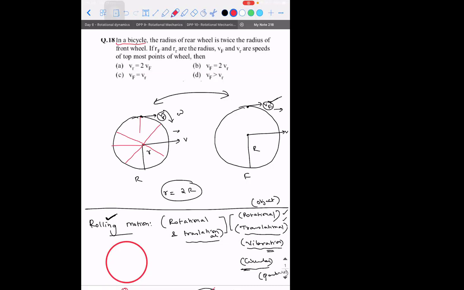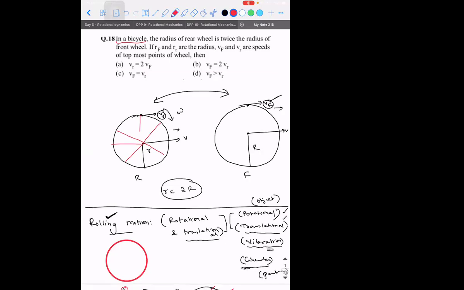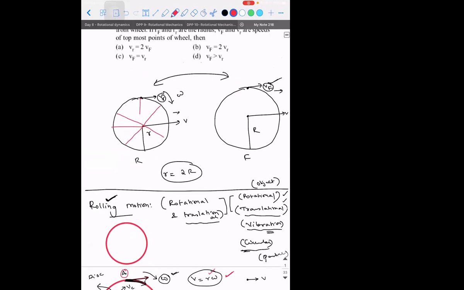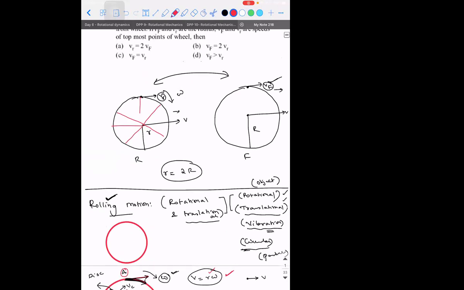The rear wheel is twice the radius of the front wheel. If RF and RR are the radii and VF and VR are the speeds of the topmost points of the wheels, that is, the velocity of the topmost point of the front wheel and the velocity of the topmost point of the rear wheel, what is the relation between them? Can you guys think of the logic and tell me now?